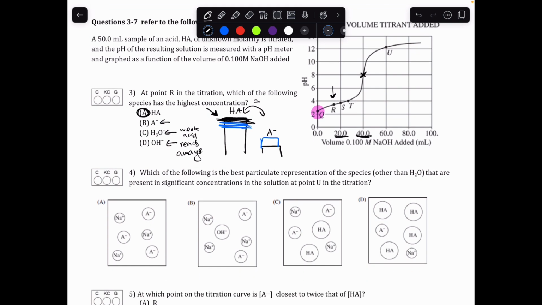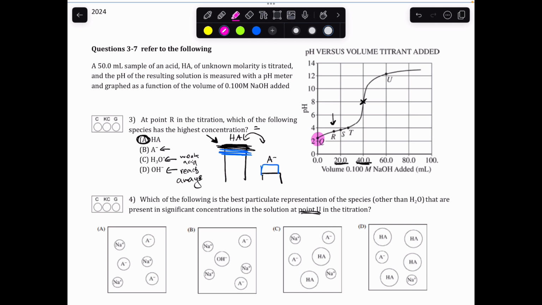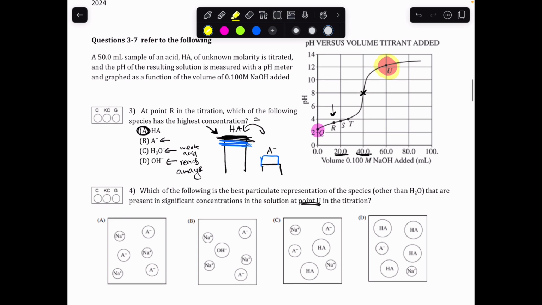Question 4 says, which of the following is the best particulate representation of the species, other than water, that is present in significant concentrations at point U? So similar question, but now we're just picking the picture. So point U up here on our graph is after the equivalence point. So one key thing is at that point, there should be no HA present.